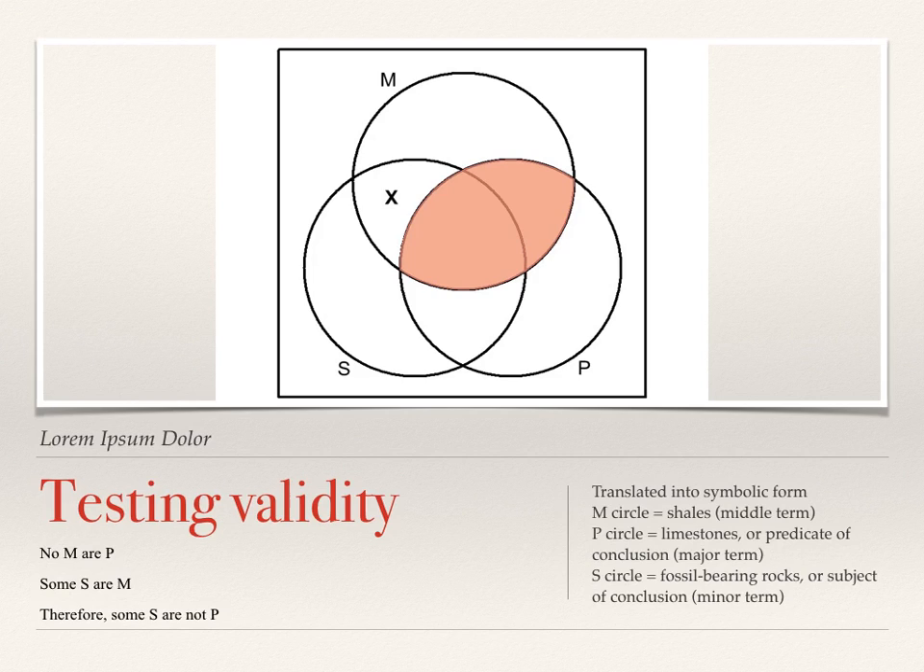So let's draw this out. No M are P, so where M and P overlap would be empty, so that would be shaded. Some S are M, so where S and M overlap, there would be something in there. It's a particular, so we would have an X in there. And therefore some S are not P. So there would be an S that exists outside the P circle, and there is. So this argument is valid. You can see here how we can use the Venn diagrams to test the validity of these arguments.